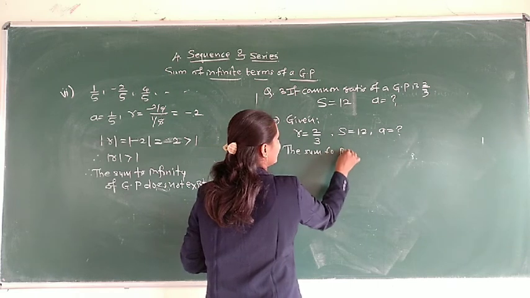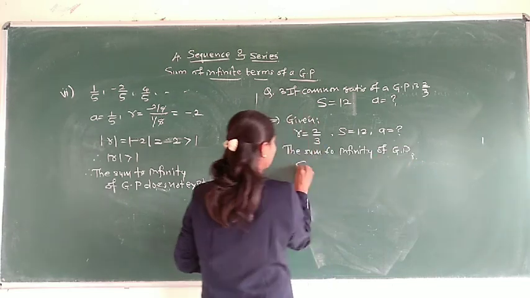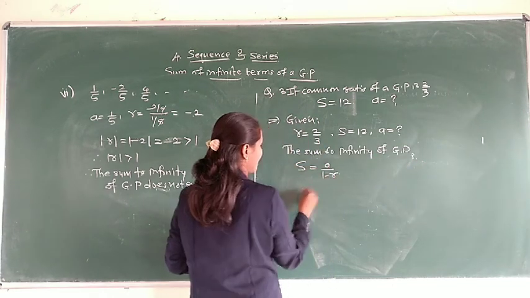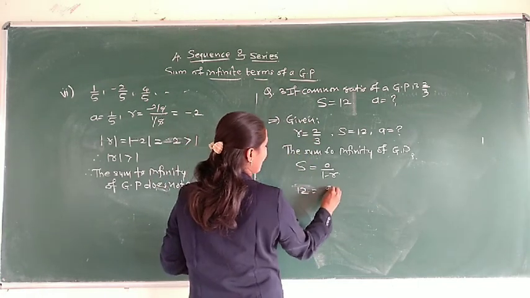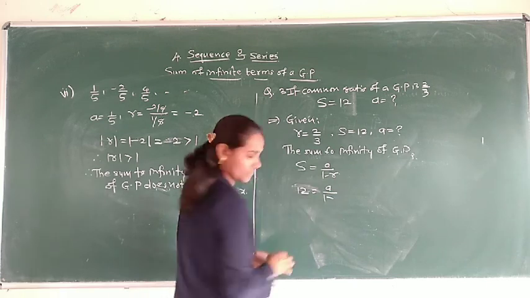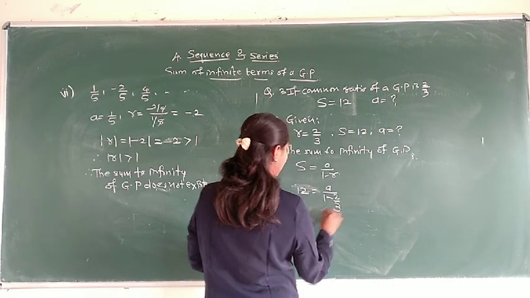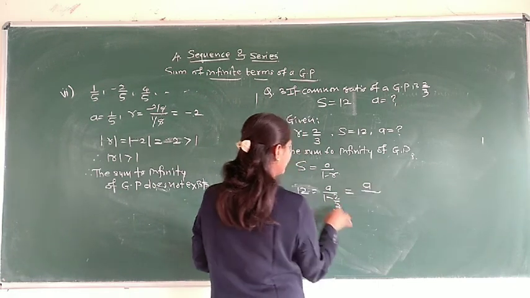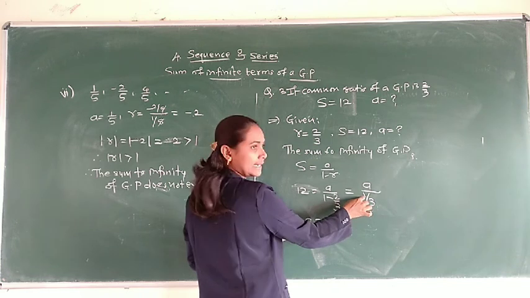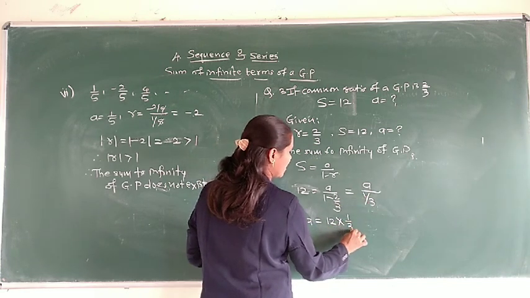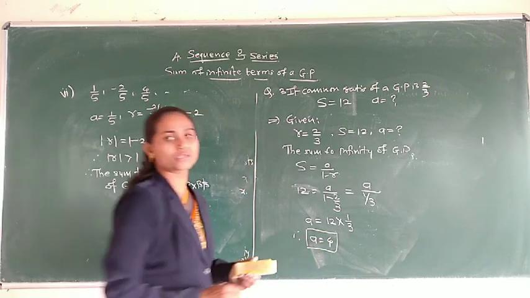The sum to infinity of a GP, S is equal to a upon 1 minus r. Here S is equal to 12. The value of a we have to find, the first term. Common ratio is 2/3. So 1 minus 2/3 is 3 minus 2 upon 3, which is 1/3. Therefore a is equal to 12 divided by 1/3, which gets multiplied by 3. Therefore a is equal to 4. Hence the first term is 4.